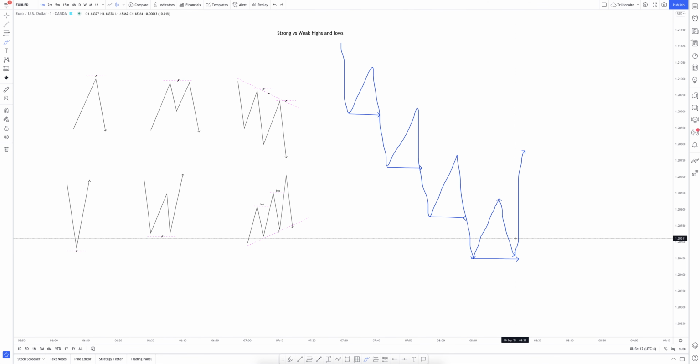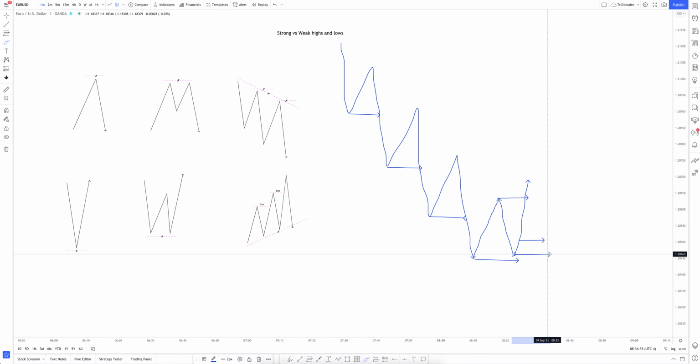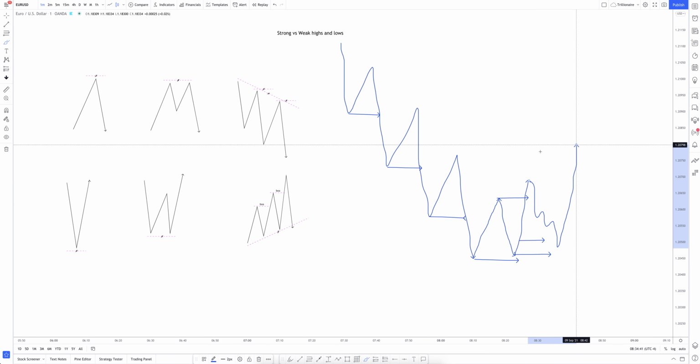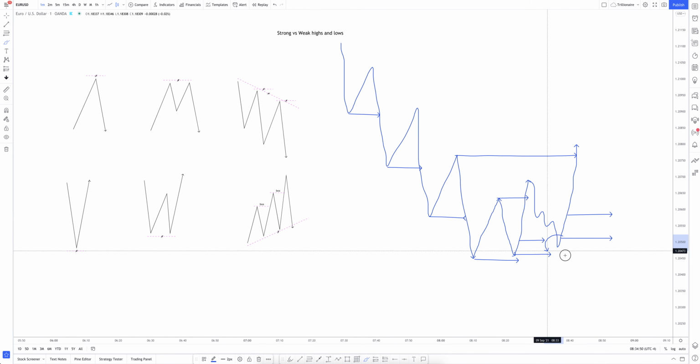Now, let me draw this back. What you're really going to want to pay attention to is what this low here does. If it breaks minor structure, which is here, fantastic. This becomes a strong low, and this high now becomes weak. But we have to see what the demand here does next. So if price pulls down to this demand and then pushes to the upside and takes out this structure here, now we're looking for buys. Now you can look for confirmed buys. Now you can take buys here. It'll be risky, but you can take buys here.